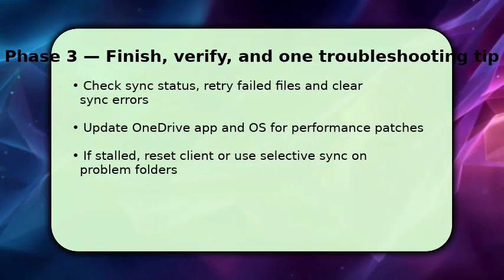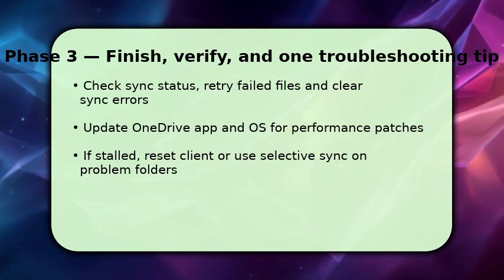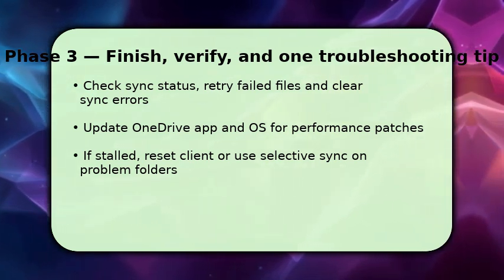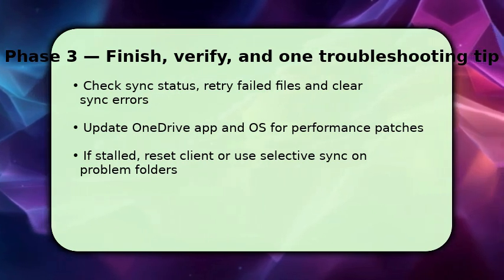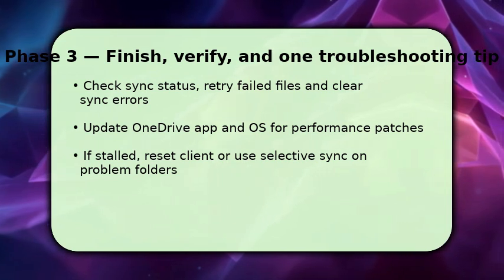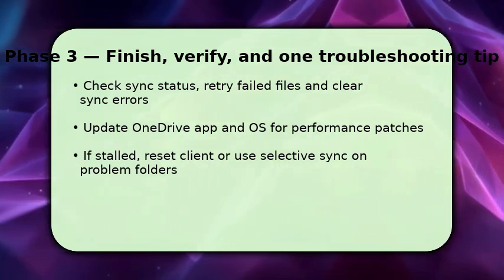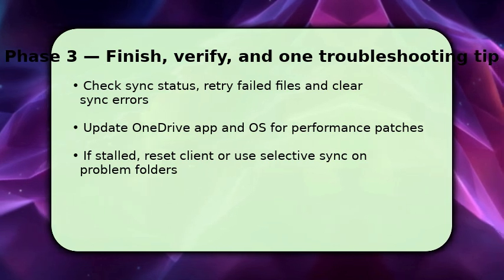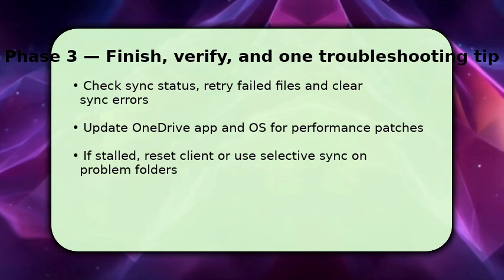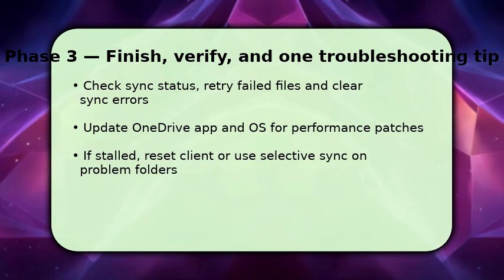Finish by verifying. Open the OneDrive status and look for failed items, then retry or move problematic files out temporarily so the rest can finish. Make sure OneDrive and your OS are updated. Patches often fix performance bugs. If sync stalls, reset the OneDrive client or use selective sync to remove and re-add the problematic folder. One key tip: if a specific file repeats an error, rename or compress it and reintroduce it. That often clears hidden locks or metadata issues.